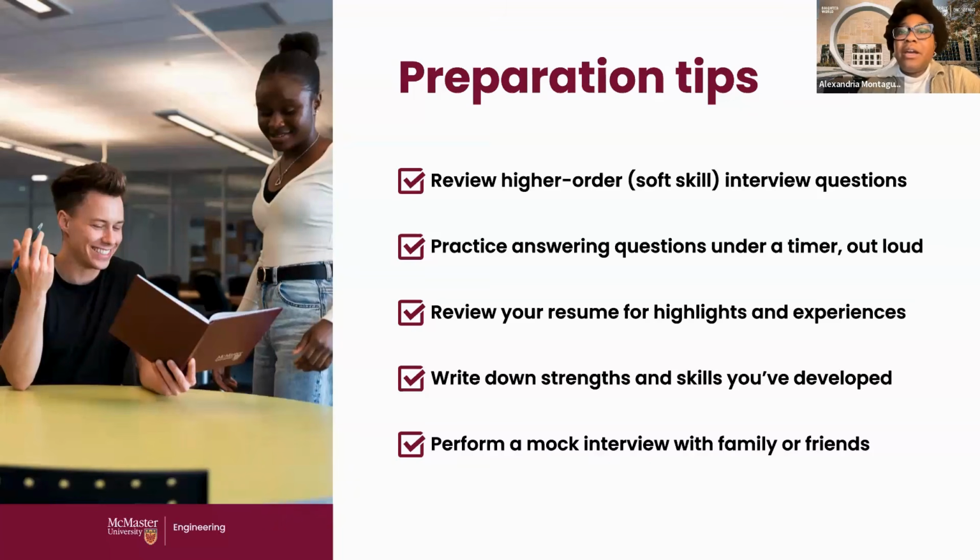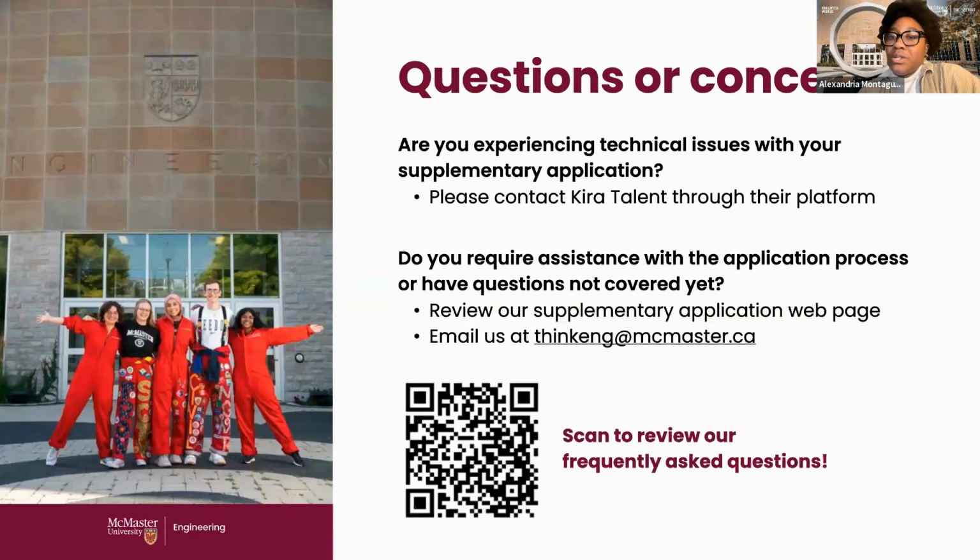Someone asked if I could provide more information on how to apply for accommodations. So we can have Simania put that link in the chat, but in order to apply for any accommodations, you will need to go to the Faculty of Engineering website where you will see the supplementary application tab. There you'll find a form that says request for accommodations. You'll need to fill out that form in order to get any support for any accommodations you need for the supplementary application.